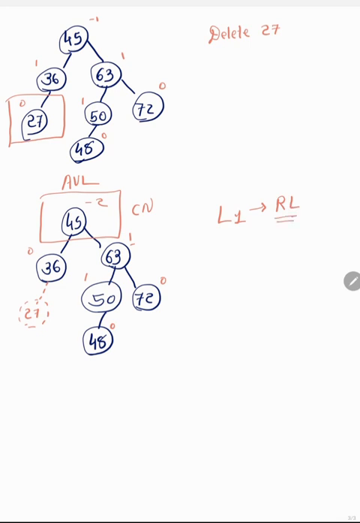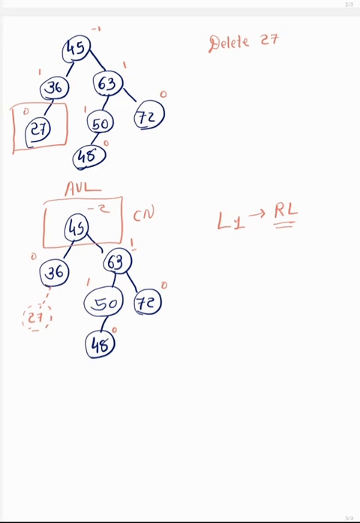So RL rotation means you need to rotate the node below the critical node towards the right, and then you need to rotate the critical node towards the left. So here in this scenario, you need to rotate 63 towards the right. So it would be the first rotation. In the first rotation, you need to rotate the node below the critical node on the opposite side. So that's 63 over here. So you need to rotate it towards the right.